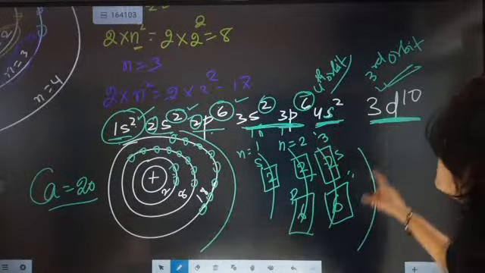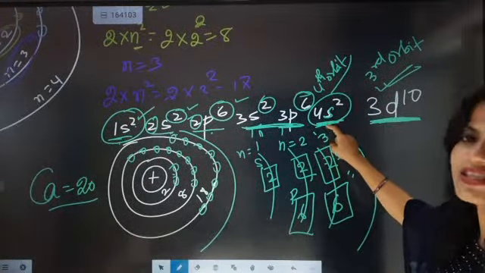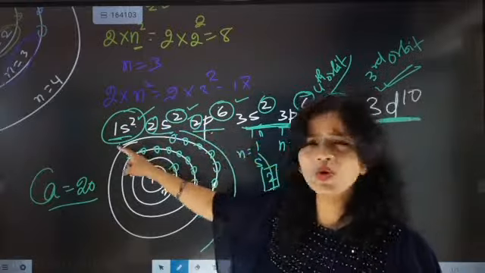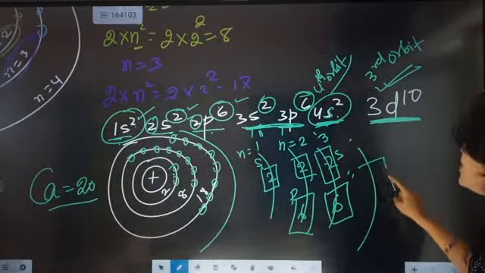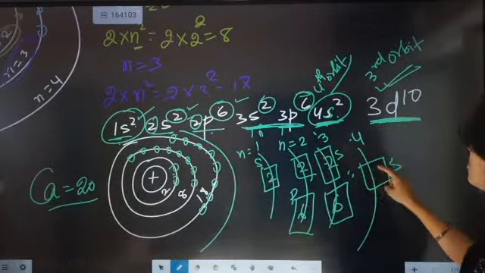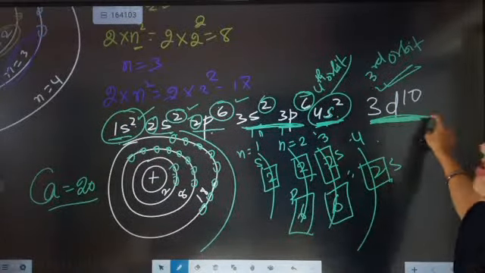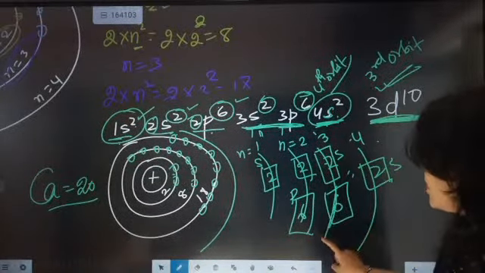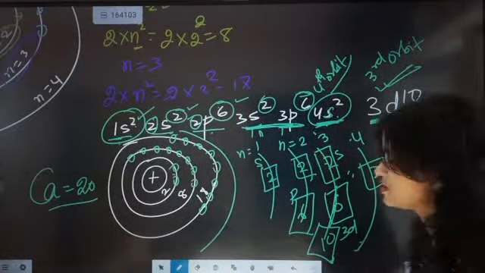But after that 4s came, because 4s energy level is less. We are going from lower energy to higher energy, and 4s energy level is less. So we shifted to the outermost orbit, the fourth orbit, and in the s orbital we filled 2 electrons. After that, in energy level, 3d is coming. So we went one step inside again and here we filled 3d with 10 electrons.